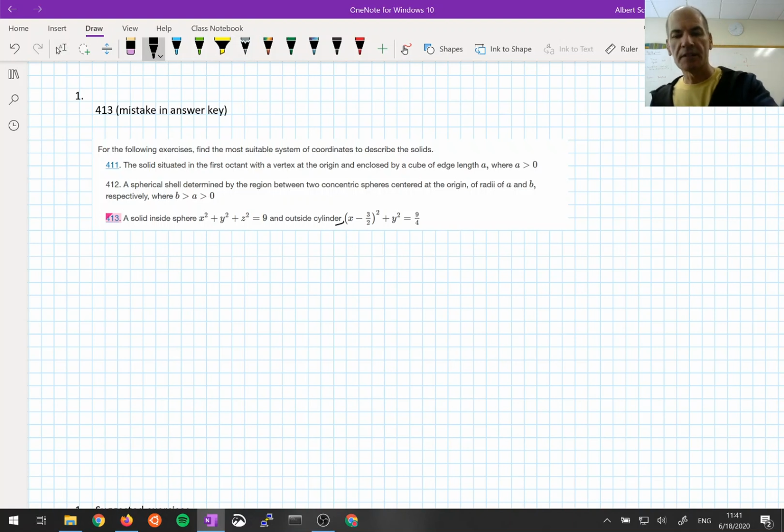Because of the cylinder, I'm going to say cylindrical coordinates are probably better, but you might say, hey, Schuler, there's a sphere there too. And you might argue that spherical coordinates could work. I'm going to work it up, assuming cylindrical coordinates work out. I'll leave it to you to figure out the spherical coordinates. And I'm partly doing this because there's a mistake in the answer key, and the answer key uses cylindrical coordinates.